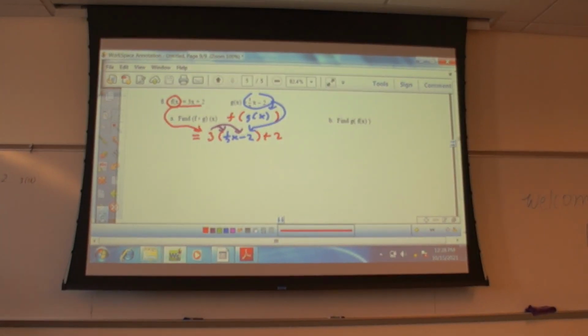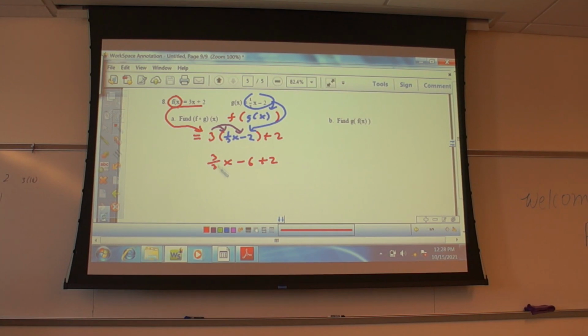You can't add or subtract them unless they have a common denominator. So let's look at it: 3 times 1/3 x is 3/3 x. 3 times -2 is minus 6, plus 2. So 3/3 is just 1, so it's just x. And this might help you: if you draw a line down this equal sign, the f of g of x equals this, then you won't be tempted to throw an equal sign in somewhere else weird. Minus 4 if I combine these two like terms. That's it.